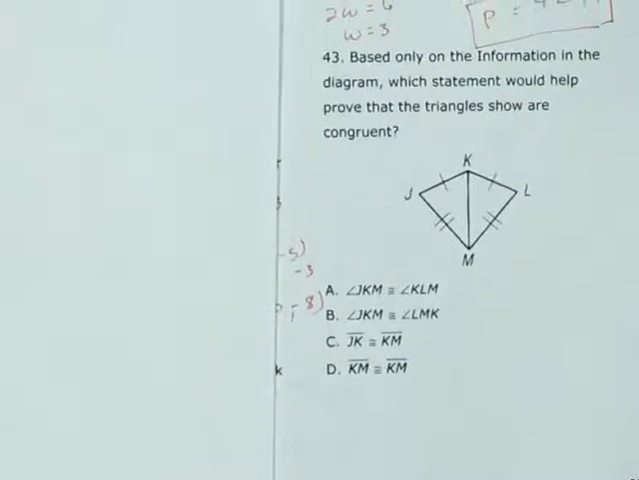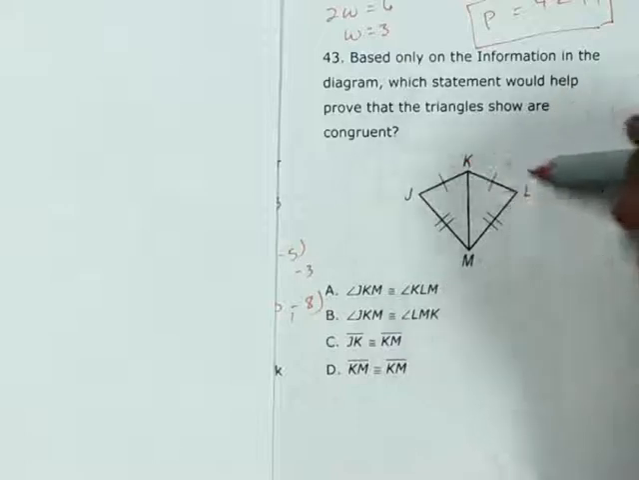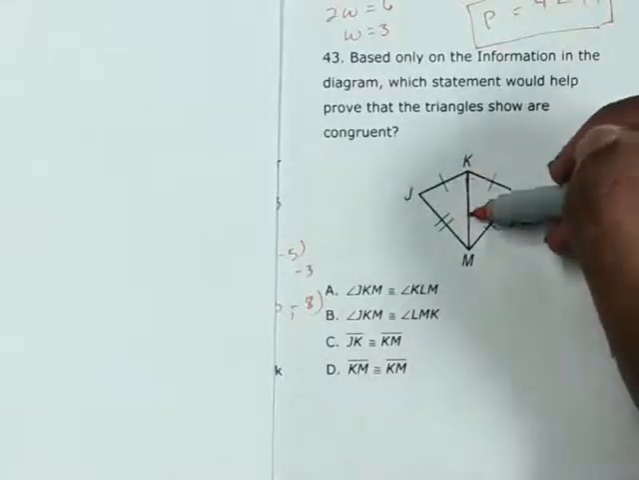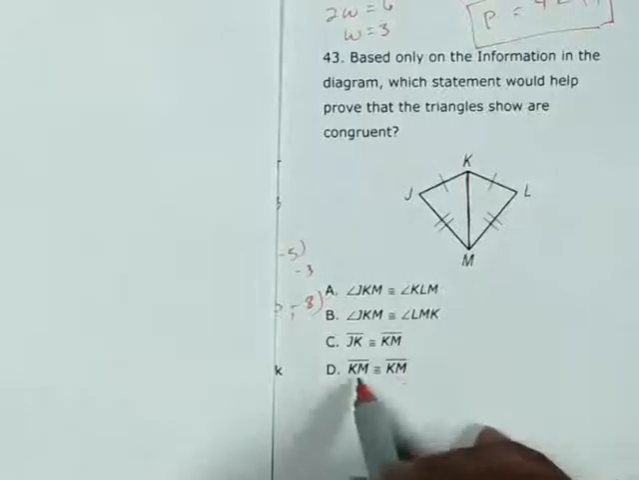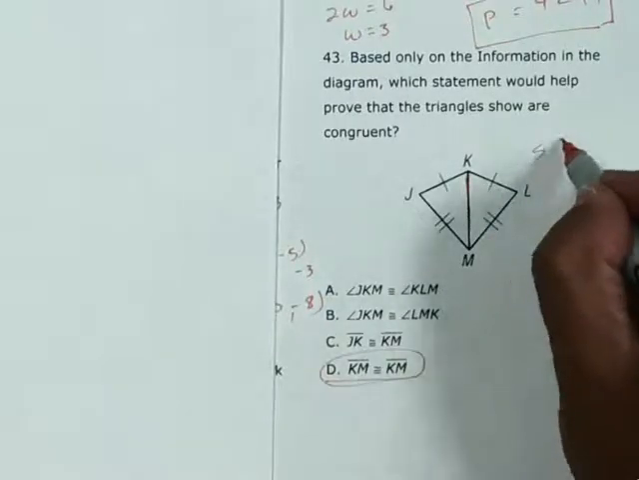43, based on the information in the diagram, which statement would help prove that the triangles are congruent? Right, I have two pairs of sides that are congruent. JK is congruent to KL. JM is congruent to LM. I would use the reflexive side if that's one of my answer choices, which it is. KM is congruent to KM. So I could prove this using side, side, side.